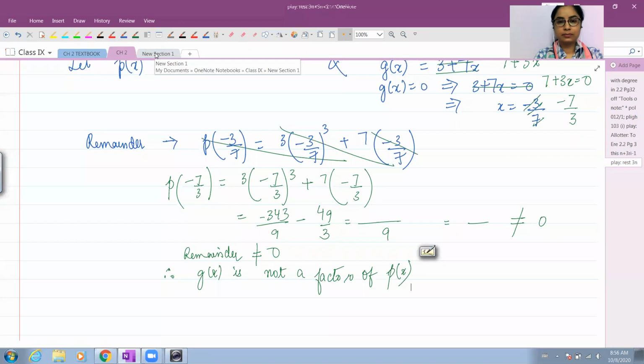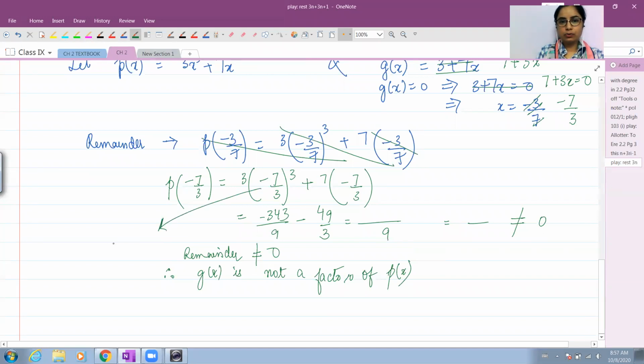Ma'am, 3 multiplied by minus 7 cube should be 1029. I've actually cancelled it. Like it will be 27 in the denominator. I've cancelled that 3 with the denominator 27. So I've reduced it side by side. You're talking about this value over here. This will be 3 multiplied by minus 343 over 27. So I've cancelled this. That's how I've written.